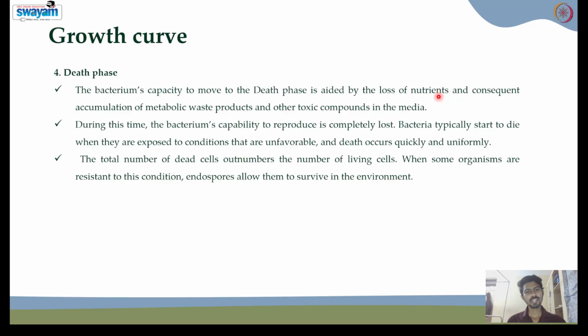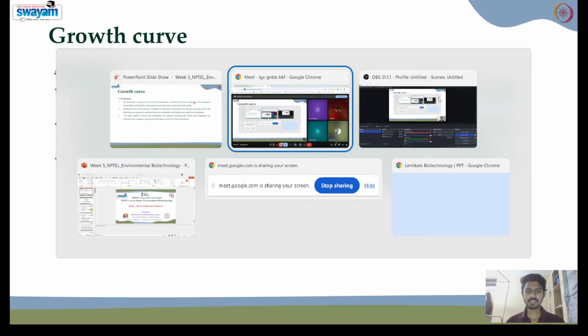So the cell concentration declines to zero. The total number of dead cells will be higher when compared to the living cells. While some microorganisms are resistant to this condition because they could form endospores, which allow them to survive in the adverse condition. Once the number of dead cells is higher compared to the living cells, the death phase starts.